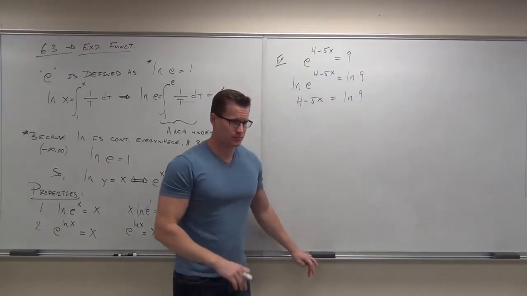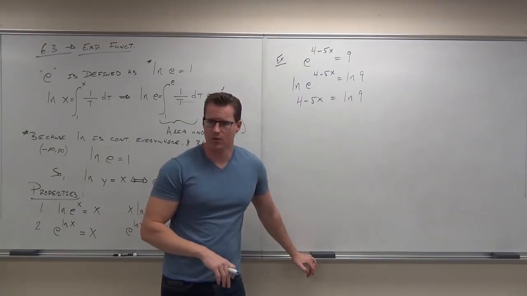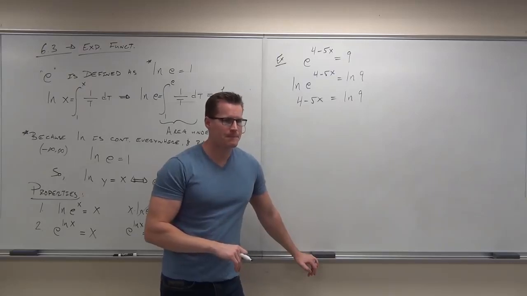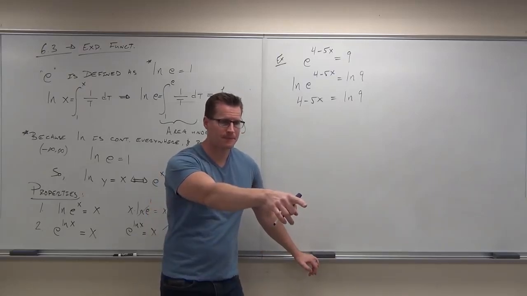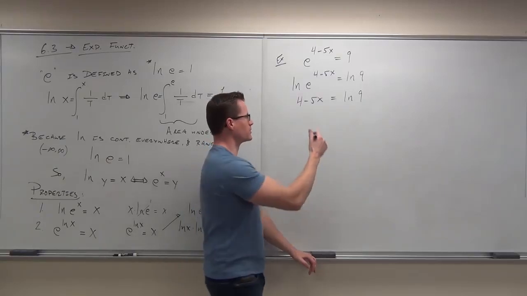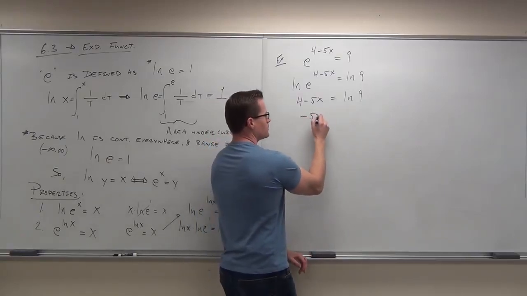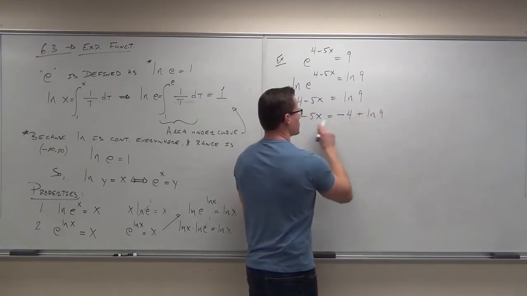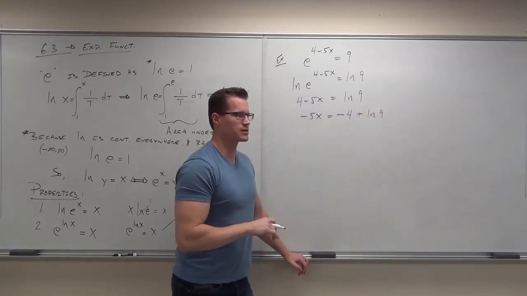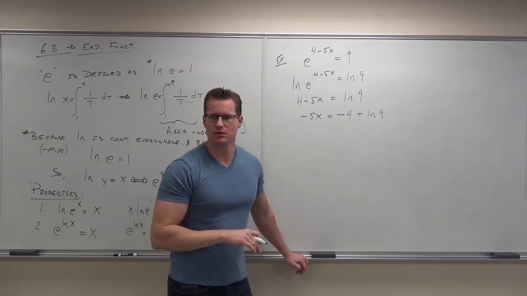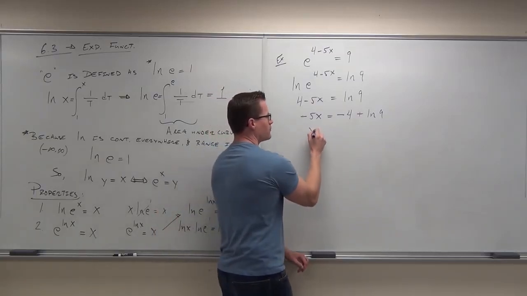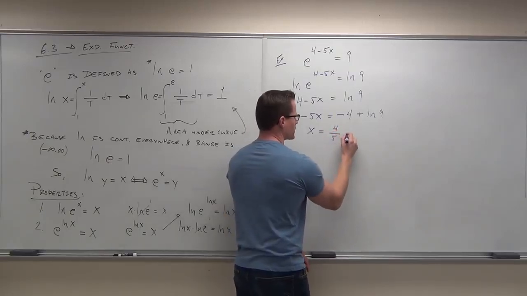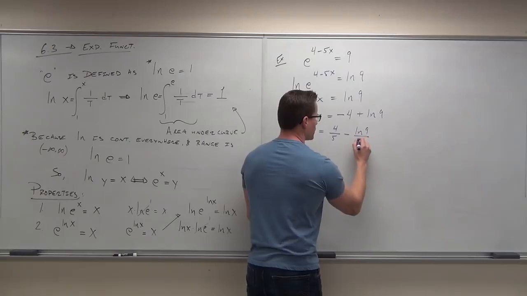Now what do we do? Solve for x. Yeah, just solve it. Subtract 4, very close. I'm going to put that up front because we're going to change signs here. So negative 4 plus ln 9. What's the last step? Yeah, if we divide by negative 5, we get x equals positive 4/5 minus ln of 9 over 5.